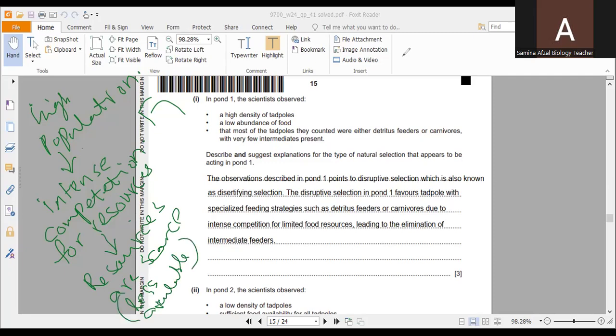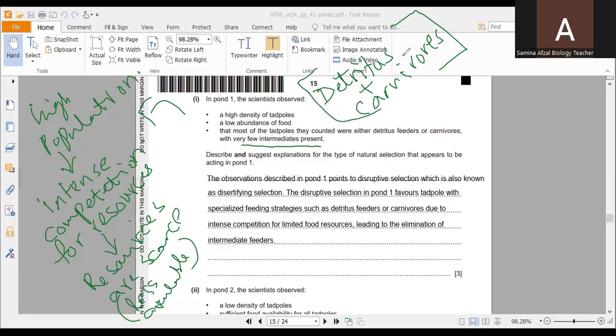And the third point is, most of the tadpoles they counted were either detritus feeders or carnivores, with very few intermediates present. So these two types of tadpoles were available and very few intermediates were present. It means these two were leading, and the population of these two was greater.